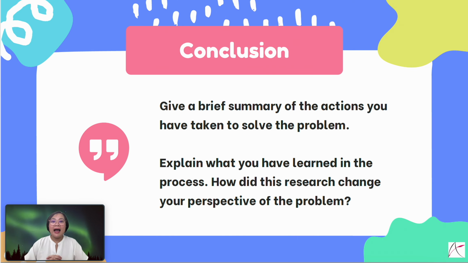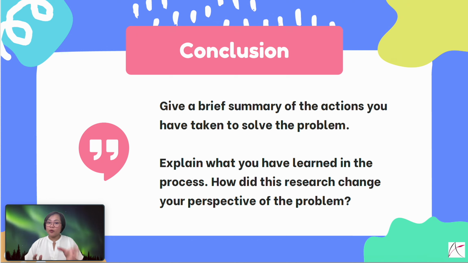And then we have the conclusion. In the conclusion, you're going to start with a brief summary of the actions you have taken to solve the problem. It has to be just one slide, maybe two or three sentences. Just briefly talk about the problem, then the action, and then the result. Problem, action, result. That's it. So that's for the brief summary.